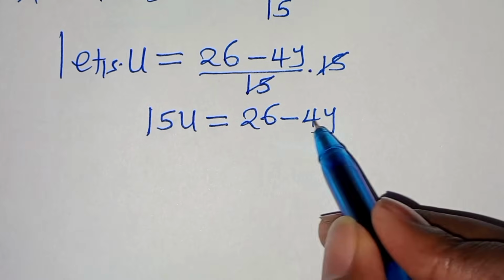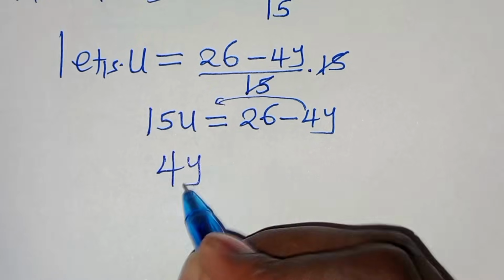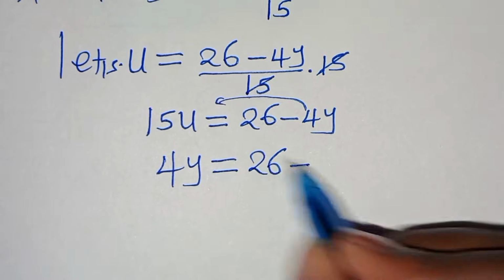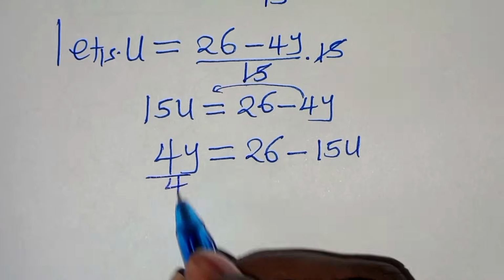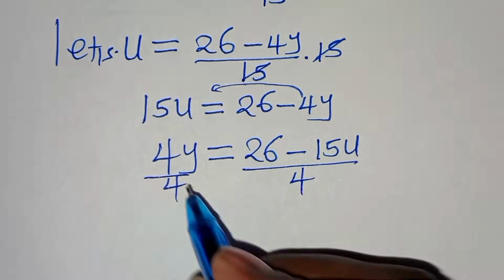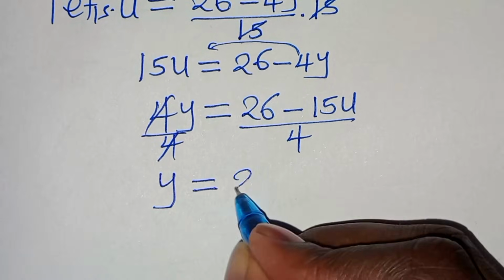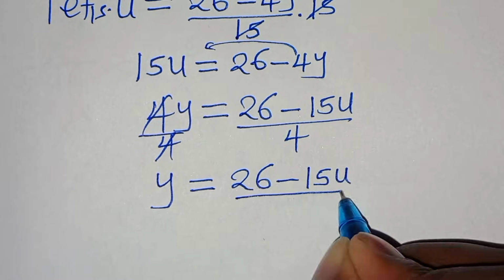Now let's take minus 4y on the left hand side. So this is 4y. This is equal to 26 subtract 15u. Now let's divide both sides by 4 so that now we have that y is equal to 26 minus 15u divided by 4.